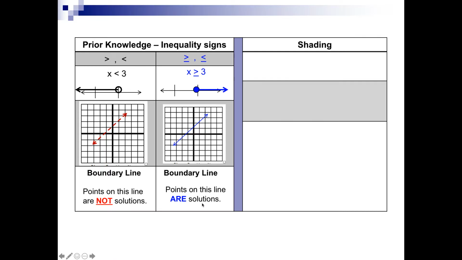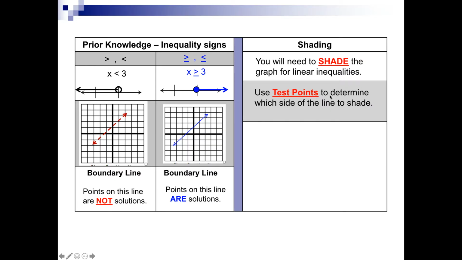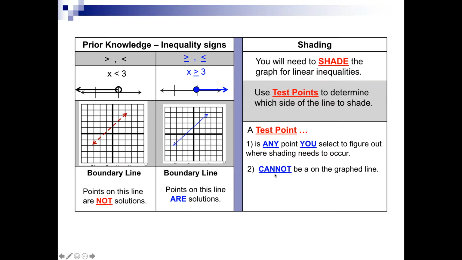The other thing that we're going to talk about is we're going to be required to shade. So you will need to shade the graph for linear inequalities. You will need to use test points to determine which side of the line to shade. And let's talk about what a test point is. A test point is any point that you select to figure out where shading needs to occur. A test point cannot be on the graphed line. And best practices say to select one point above the line and a second point below the line.